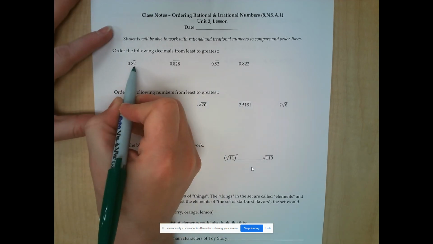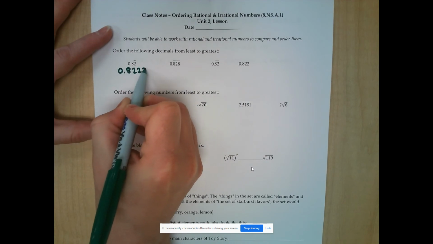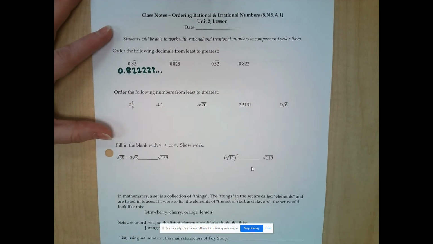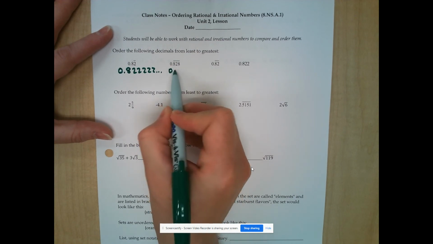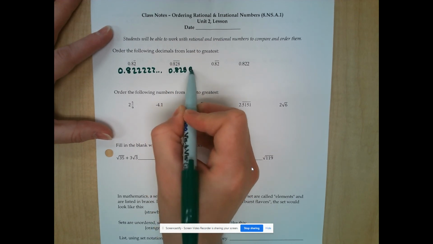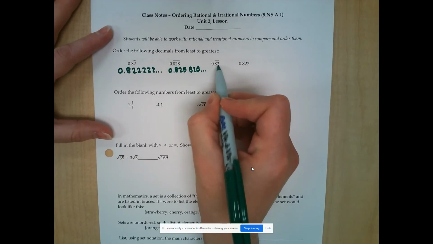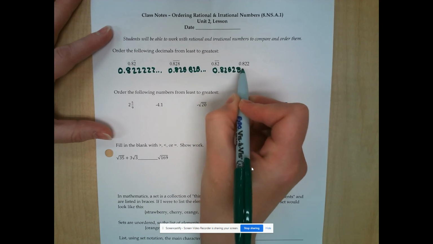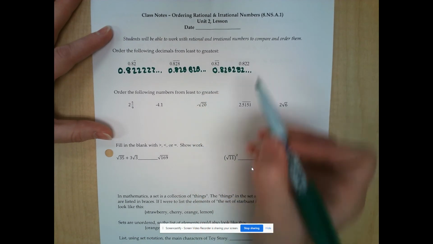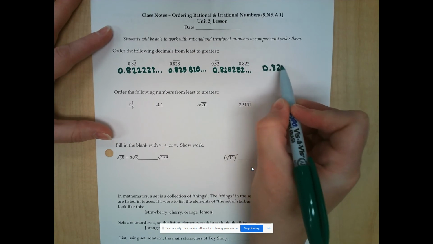know that 0.82 with a bar means that only the 2 is repeating: 0.822222 and so on. We need to know on the second one that the 8, 2, and the 8 are repeating: 0.828828. It sounds a little bit sing-songy. That helps me. The next one means that the 8, 2, 8, 2, 8, 2 are repeating. And last but not least, this one has no repeating bar, so it is worth exactly 0.822.